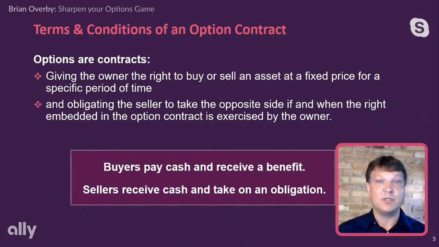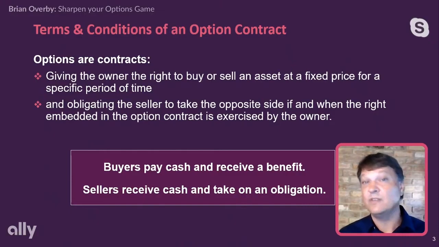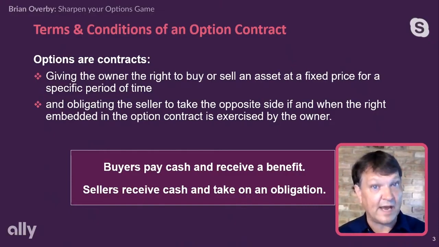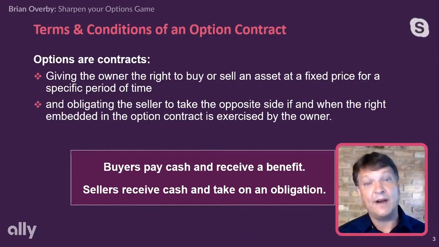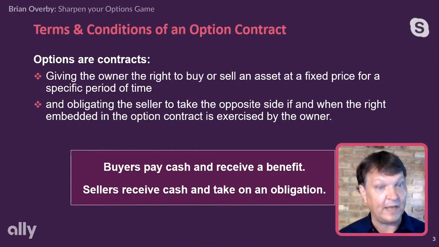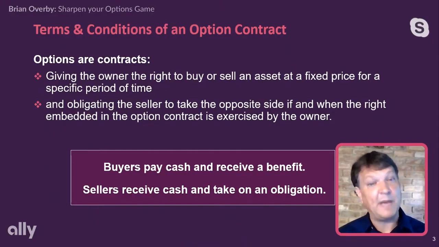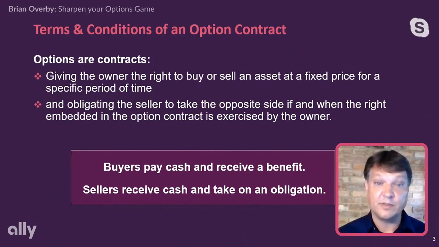Whenever you're trading an option, you're trading an actual contract. And there's a lot of terms that are similar to the insurance world, if you will, in that an underwriter writes a contract and then you would buy that contract. So what does that mean? That means that if you buy that contract, you get a right. The person that sells that contract takes on an obligation. So at the bottom of our slide here, we see buyers pay cash and receive that benefit or that right. Sellers receive cash and they take on an obligation for doing so.